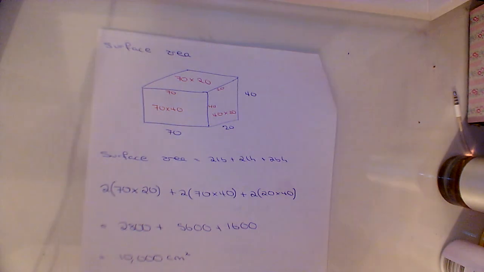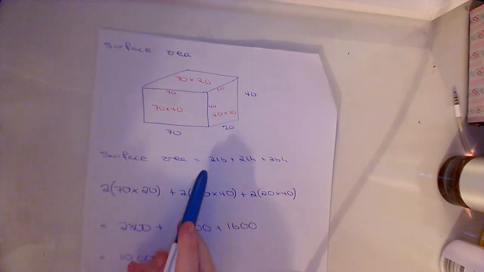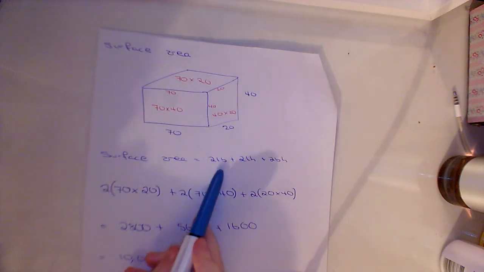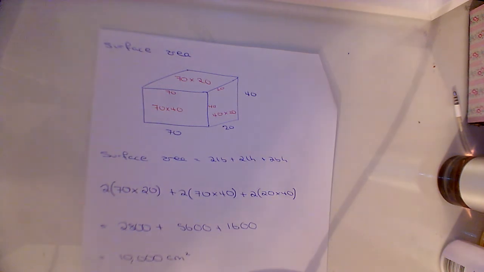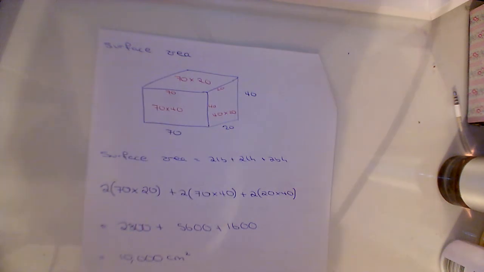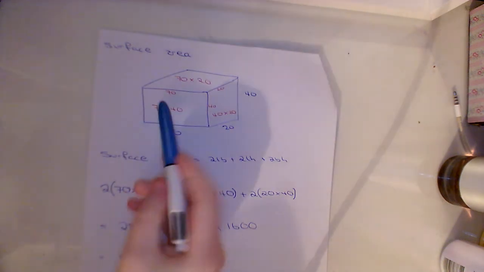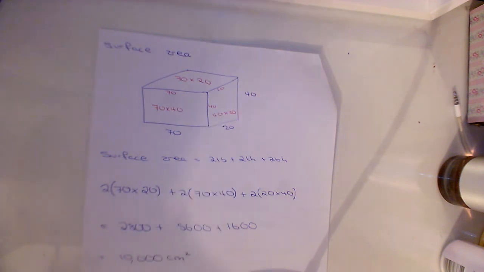This formula is not in your log table, so you need to know how to do it from your own head. The general formula is 2lb plus 2lh plus 2bh. I tend to try get people to remember not the formula necessarily, but how to carry out the procedure. Basically you're getting the area of this rectangle, the area of this rectangle, the area of this rectangle, and you multiply each of those answers by 2.